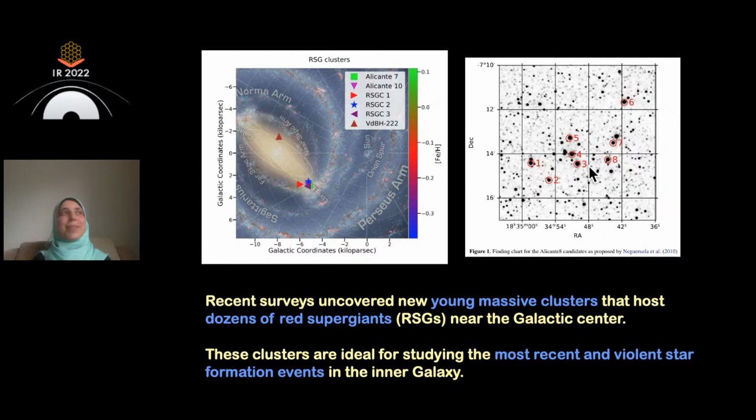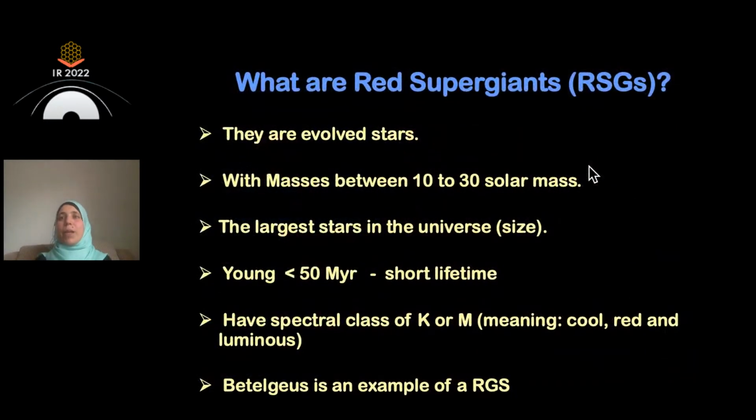And of course, when I say recently, I mean recently in terms of astronomy, so in the time scale of astronomy. So what are the red supergiants? First of all, they are evolved stars, which means that, if you remember when I mentioned the different stages that stars go through, the first stage is fusing hydrogen into helium. So the red supergiants finished that phase. So that's why we call them evolved stars. They have masses between 10 to 30 solar masses, which means that they're about 10 to 30 times more massive than our own sun.